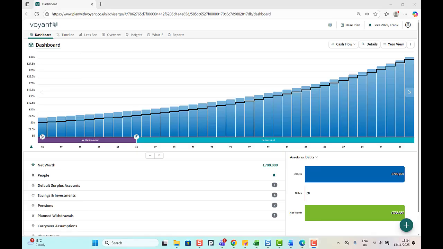At Voyant, we are always working to make financial plans as accurate and as realistic as possible. We have improved how fees are modelled within the investment and retirement accounts.